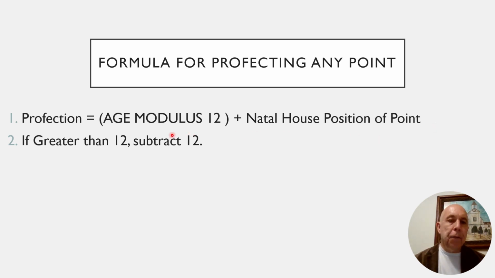Now, if after we do this first calculation, the number we get is greater than 12, we have to subtract 12. So we have this that's changed, and then we have the second step where we have to subtract 12 if the number that comes out of the first step is greater than 12.